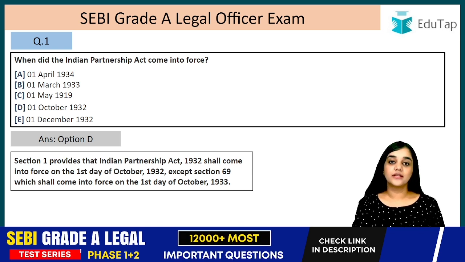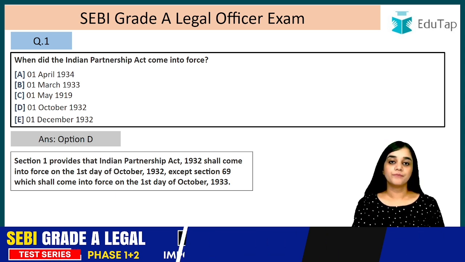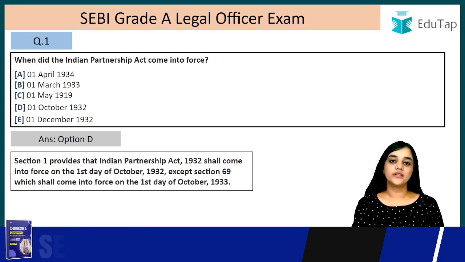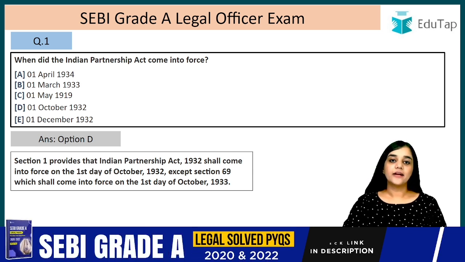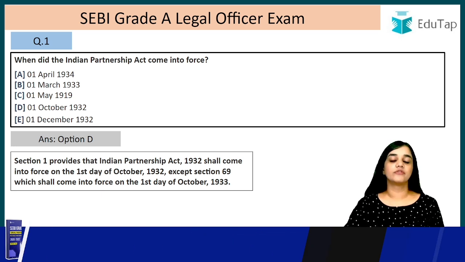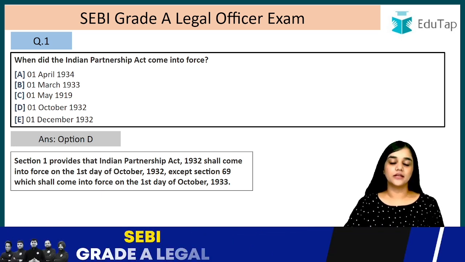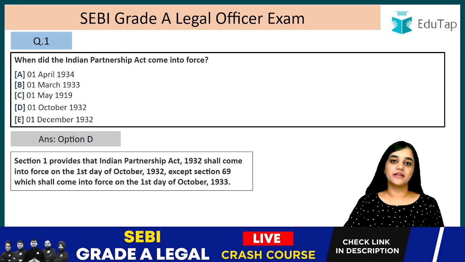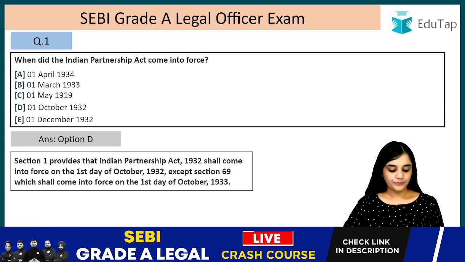So this section came into force after 1 year of the Partnership Act coming into force, right? Why was that? Because section 69 deals with registration, and the act wanted to give time to the firms to get registered. That is why this section came into force in 1933, and the rest of the act came into force in 1932, and the date remains the same. It is 1st October, right?